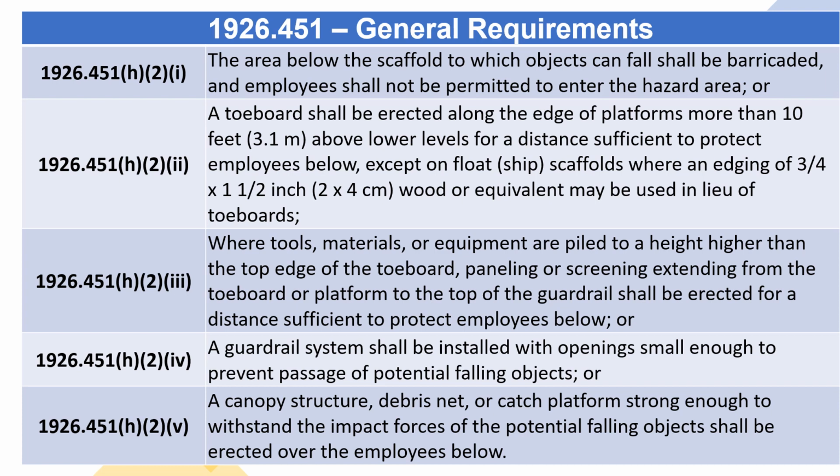Where tools, materials, or equipment are piled to a height higher than the top edge of the toe board, paneling or screening extending from the toe board or platform to the top of the guardrail shall be erected for a distance sufficient to protect employees below, or a guardrail system shall be installed with openings small enough to prevent passage of potential falling objects, or a canopy structure, debris net, or catch platform strong enough to withstand the impact forces of the potential falling objects shall be erected over the employees below.